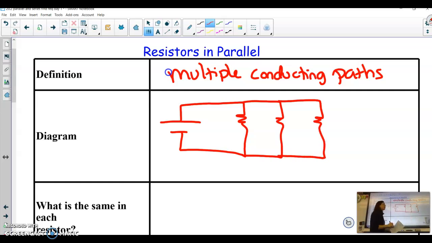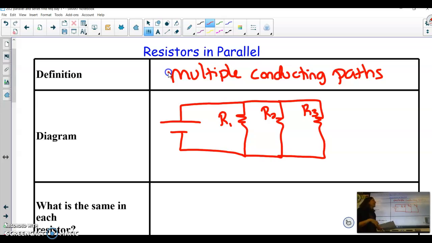Those are supposed to be little resistors in there. And of course there could be multiples, but you have multiple different loops that the current could follow. So I'm just going to call this resistor 1, resistor 2, resistor 3. Of course it could be 2, 3, 4, 5, whatever. But in general, that's what the diagram looks like.